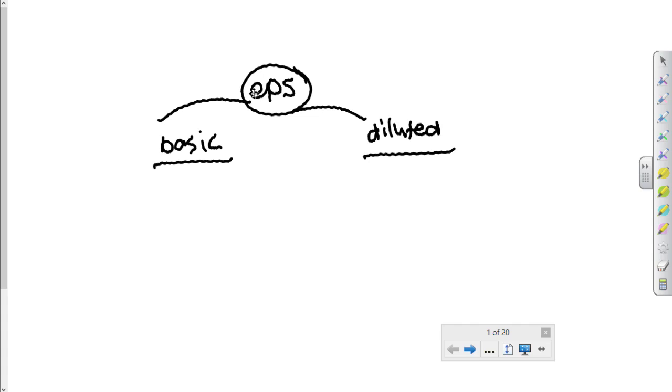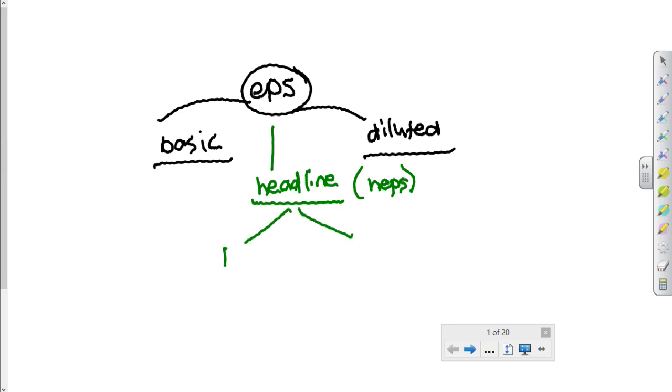So remember that we need to calculate maximum dilution, and when we have multiple dilutable instruments, we do the sequence of dilution, which we did last week. Okay. So this week we're going to look at a third type of earnings per share. It's called headline earnings per share, or HEPS. And when we calculate headline earnings per share, we calculate a basic HEPS and a diluted HEPS.